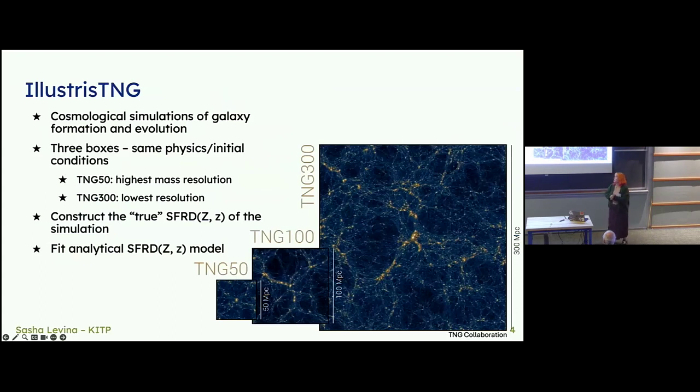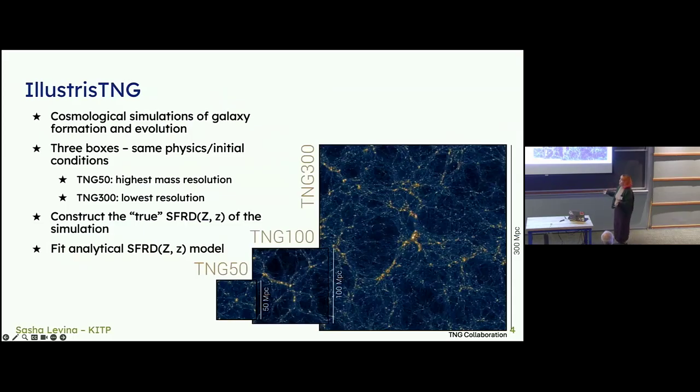So these simulations, there are 3 different boxes that I am using. They have all of the same physical assumptions and initial conditions, but they have different resolution and volume, where TNG50 has the highest mass resolution and the smallest volume, and TNG300 has the lowest resolution and the largest box size. It includes several galaxy clusters in it.